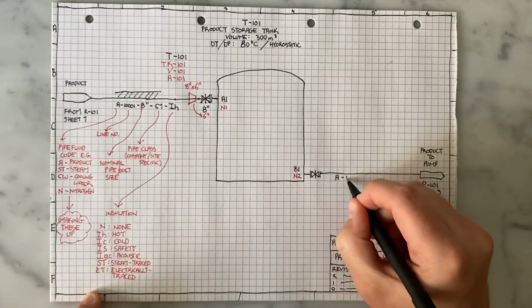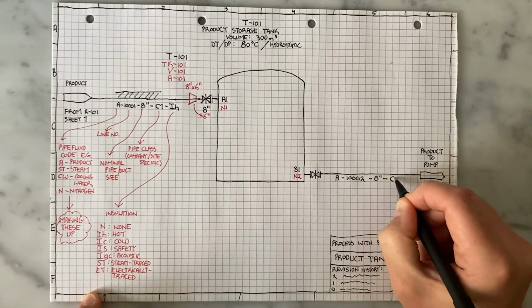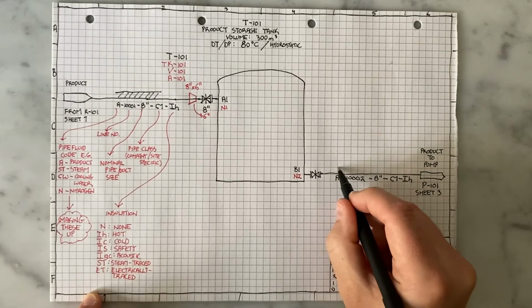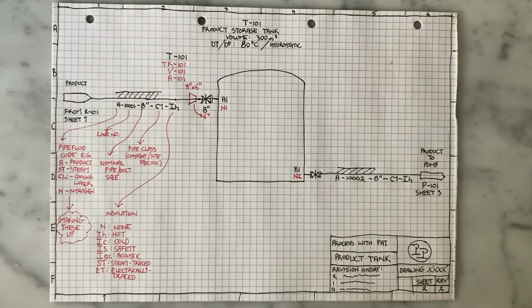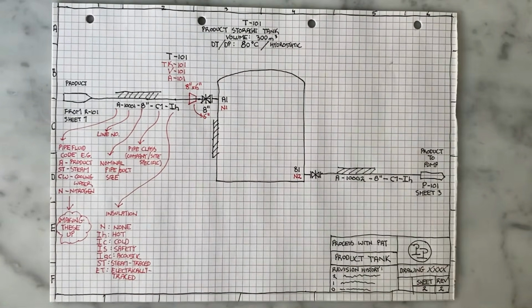This new line needs a number, so I'm going to write that here. The piping is the same as what I used on my inlet, but the only thing that changes is I need a new number, so I call it 10,002. I show that the line is insulated, just like I did with the inlet line, and for good measure we draw a little bit of insulation on the tank too, to show that we've insulated the tank to conserve heat.